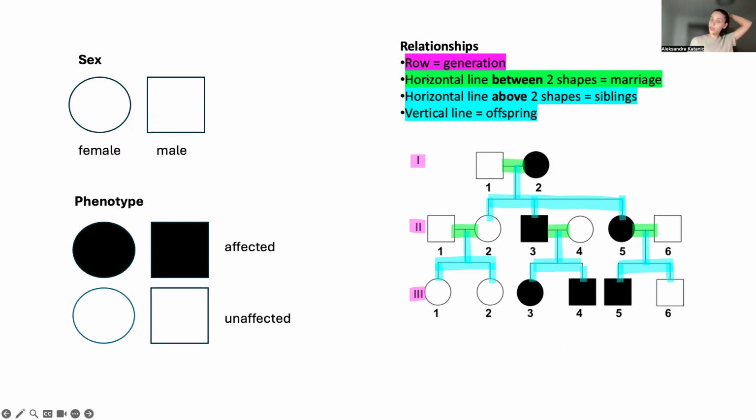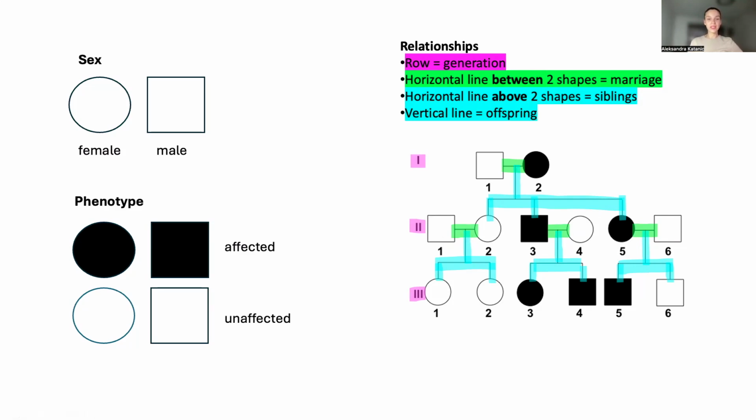Relationships are shown with the following rules. Each row here represents a generation. Sometimes they'll be numbered as 1, 2, 3, sometimes not. But even if that's not there, it's fair to assume that each row represents a generation, okay? Do not assume that in each row, all of the individuals are siblings, because partners are also represented in the same horizontal row.